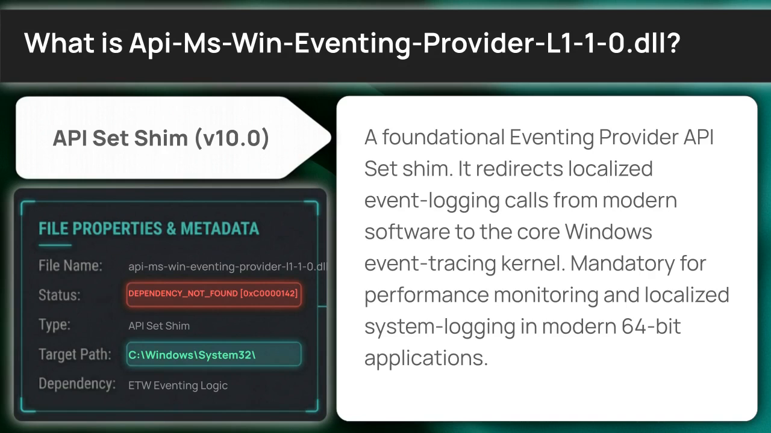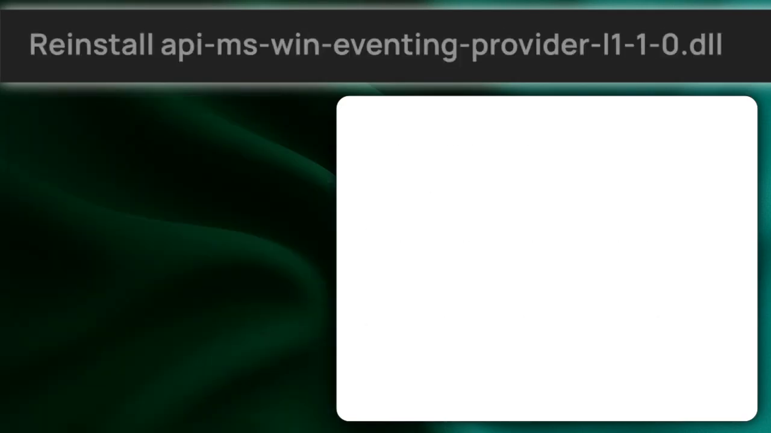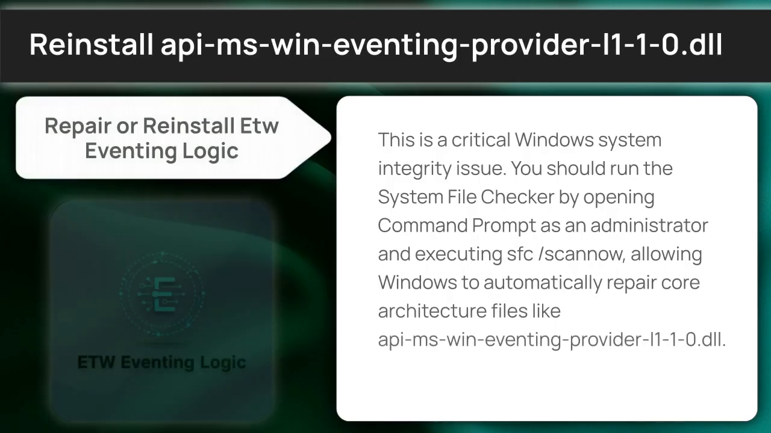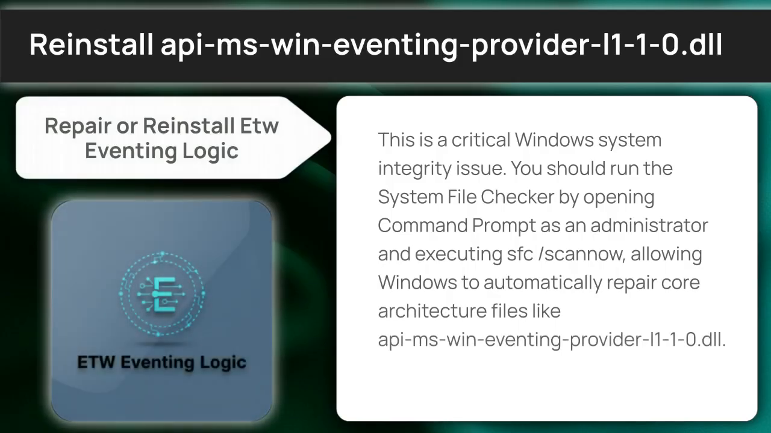With that background out of the way, here is how we actually restore the missing component. This is a critical Windows system integrity issue. You should run the system file checker by opening command prompt as an administrator and executing sfc /scannow, allowing Windows to automatically repair core architecture files like Win Eventing Provider Library DLL.